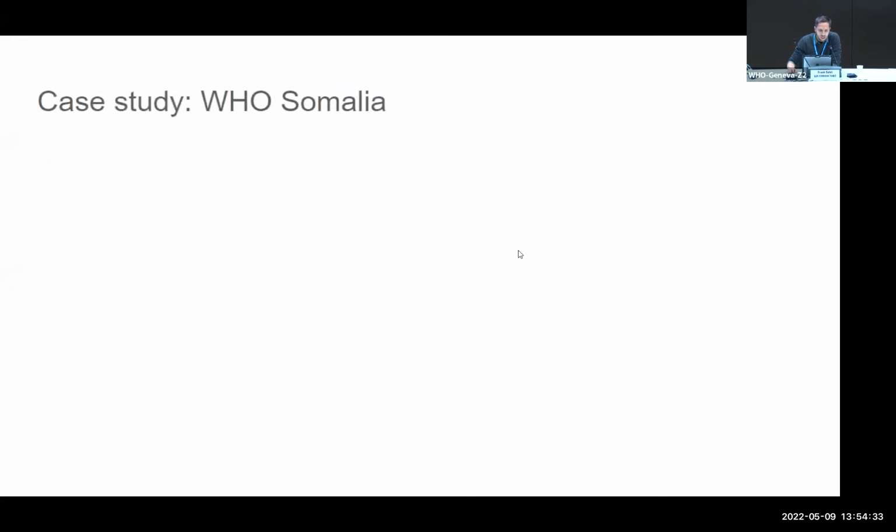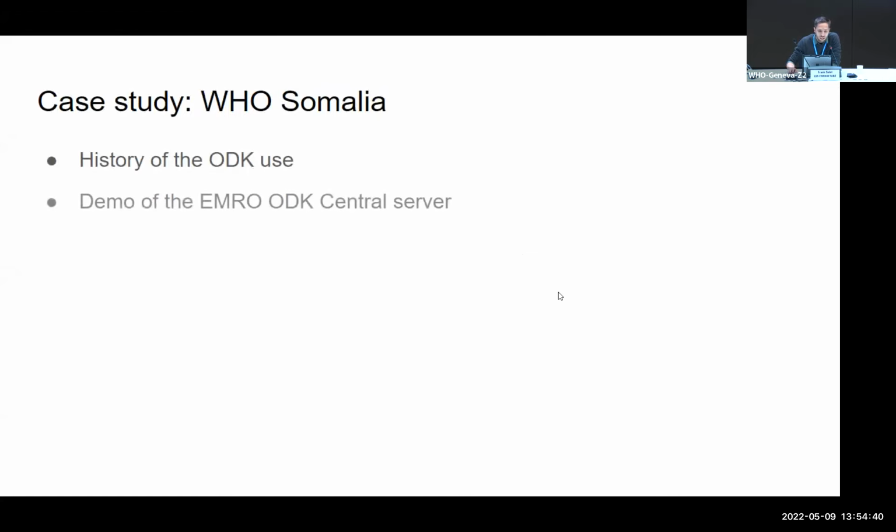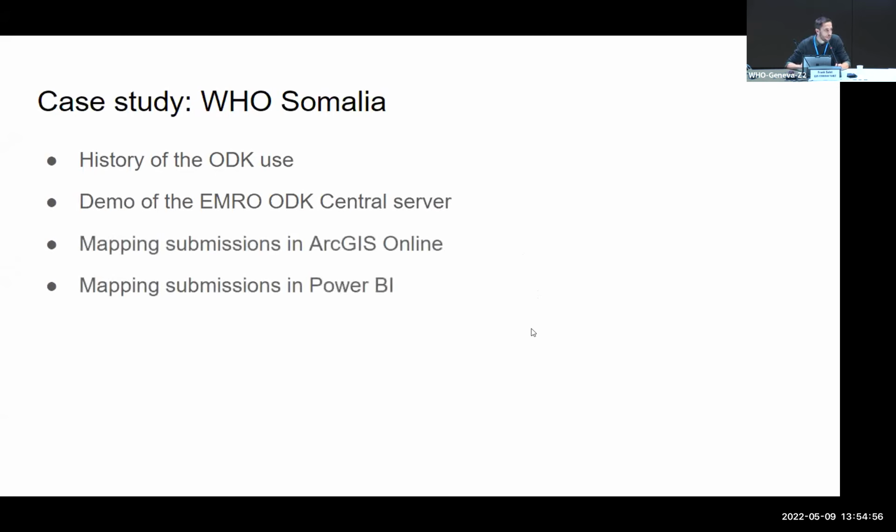And this is the case study of how ODK is being used in Somalia. I will give a little history about how we have implemented ODK in Somalia. I would like to give a demo. I would like to make it a bit more practical, a bit more hands-on during this part, to show what the ODK server for Somalia looks like, and give 1 or 2 examples of how we eventually make maps using the ODK data.